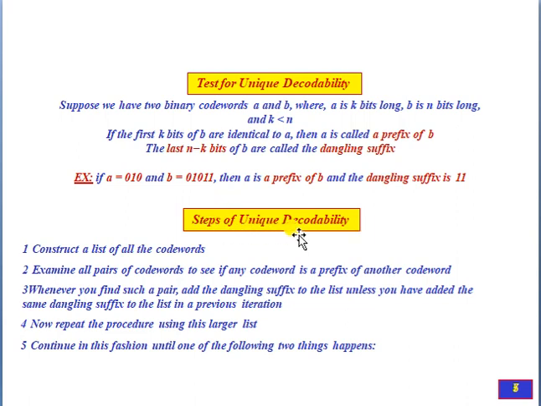Now what are the steps for unique decodability? Construct a list of all the code words as earlier we have constructed. Now examine all the pairs of code words to see if any code word is a prefix of another code word. Whenever you find such a pair, add the dangling suffix to the list, unless you have already added the same dangling suffix to the list. Now repeat the procedure using the larger list. Now continue in this fashion until one of the following two things happen.